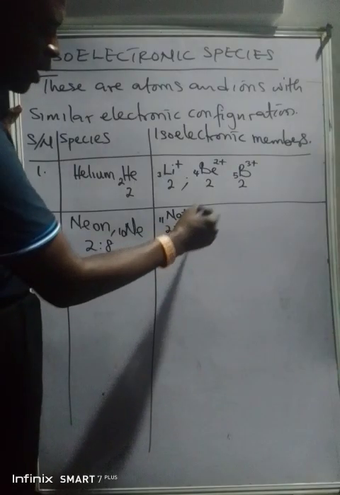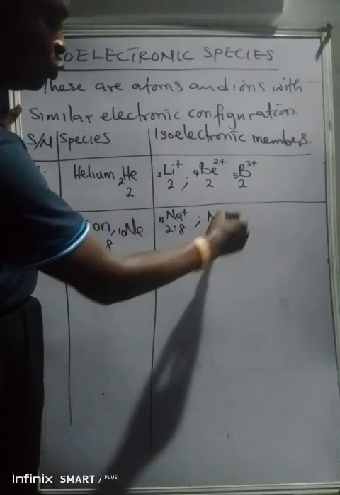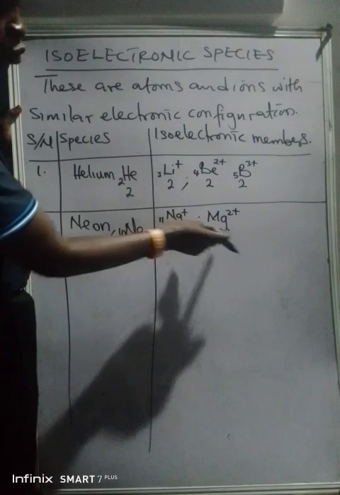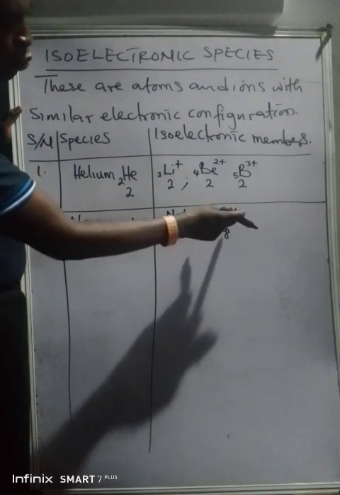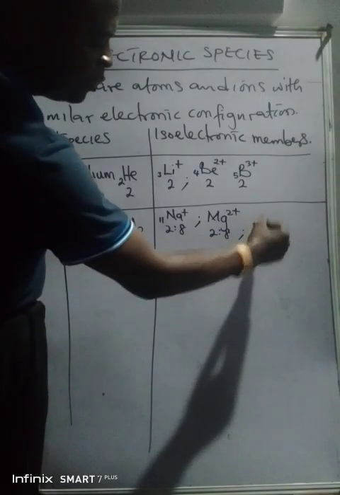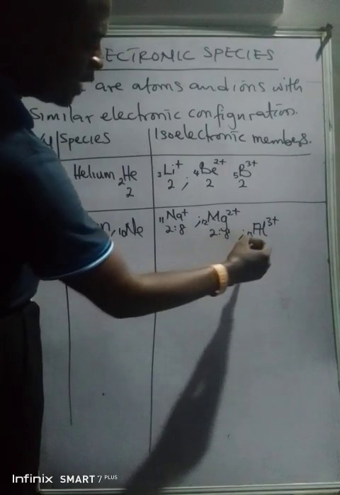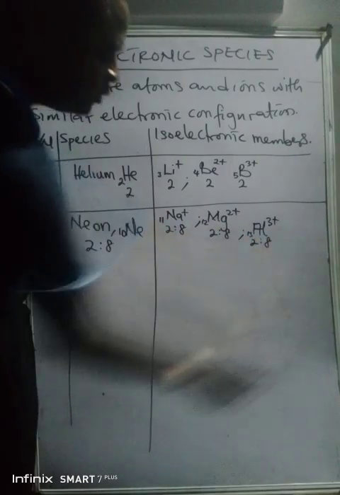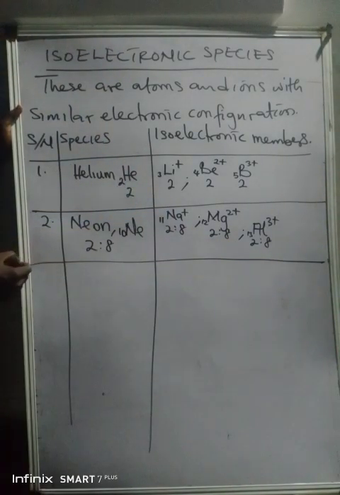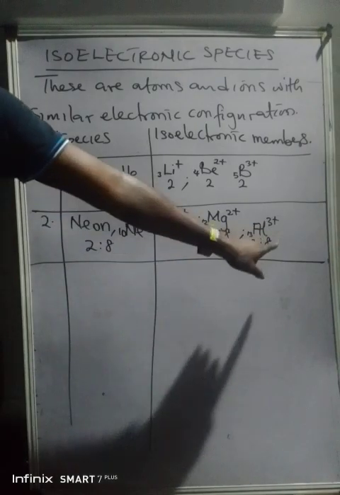So then the next one is magnesium, Mg2 plus. Mg2 plus is also 2, 8. It's supposed to be 2, 8, 2. It has lost the 2 to become Mg2 plus. Another one is aluminium 3 plus, which is 13. It's supposed to be 2, 8, 3. Can you see that now? So if they ask what are the isoelectronic species with neon, that's sodium ion, magnesium ion, and aluminium ion.